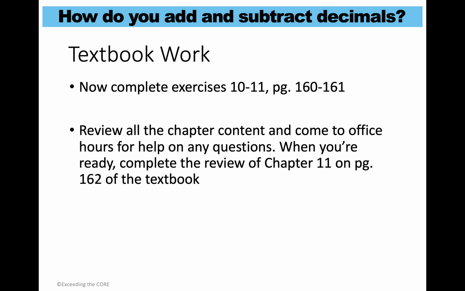We're going to have a quiz next week, and it's going to cover addition, subtraction, and then also multiplication and division. So it'll cover chapters 11 and 12 next week, after we work on multiplication and division of decimals. If you have questions, please reach out.